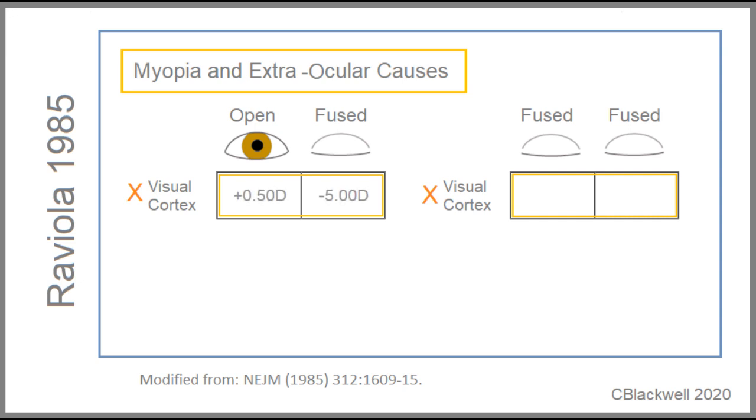The monkey that had monocular fusion closure, at 1 year, the open eye was +50, while the fused eye was -5. For the monkey that had binocular fusion, at 1 year, both eyes were significantly myopic, showing that even without a visual cortex, form deprivation myopia still occurred to the same degree.